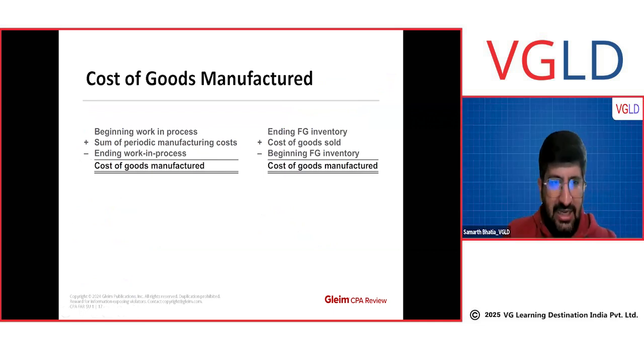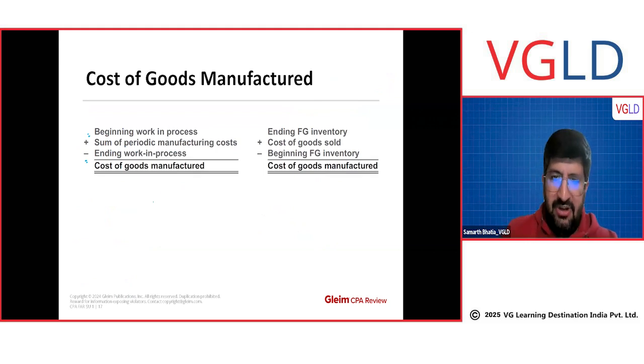So we can calculate the cost of goods manufactured as beginning WIP inventory plus the sum of periodic manufacturing cost. When we subtract the ending WIP, we get the COGM. We can also calculate the cost of goods manufactured like this. It will be like a reversal formula.